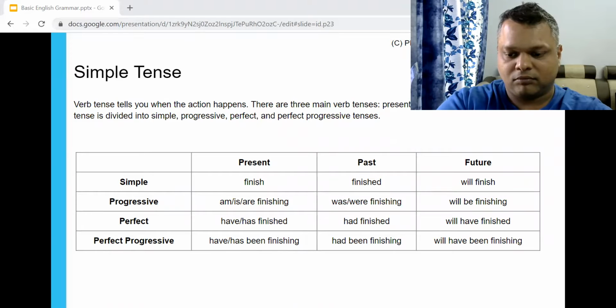Simple tense. The verb tense tells you when the action happens. There are 3 main verb tenses: present, past, and future. Each main tense is divided into simple, progressive, perfect, and perfect progressive tenses.